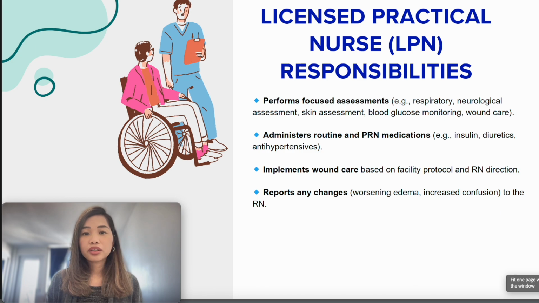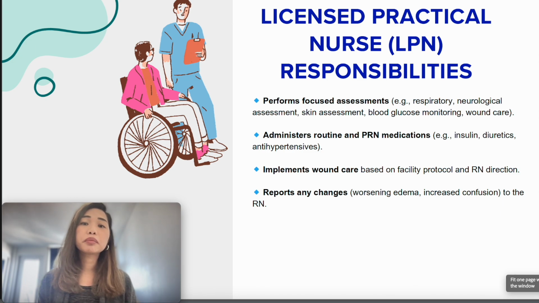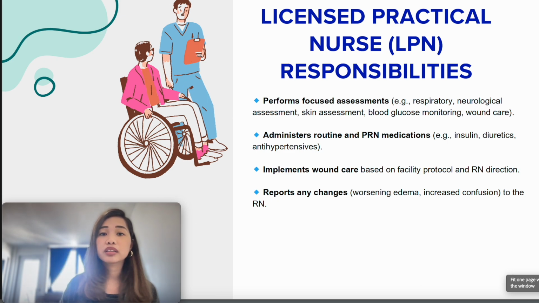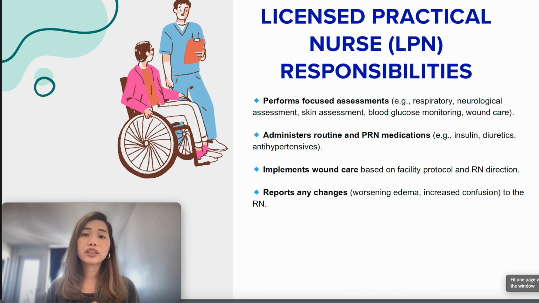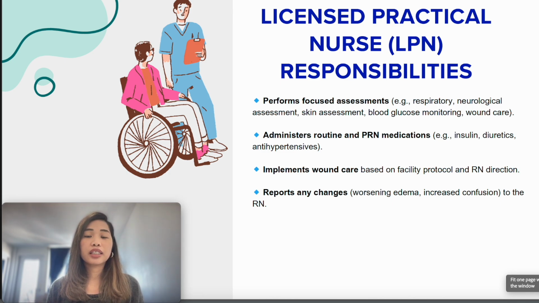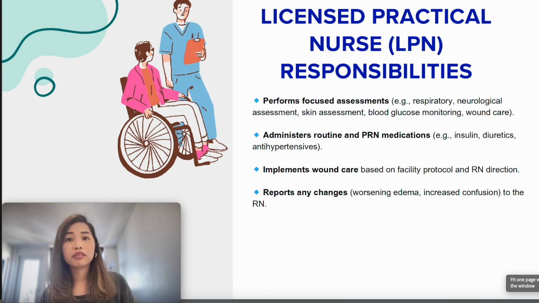For the licensed practical nurse responsibilities, your main responsibility would be to perform a focus assessment. Again, if a patient is complaining of something, right, the patient has symptoms, for example, shortness of breath, then you need to do a respiratory assessment. If the patient has confusion, you would do a neurological assessment, right? If you're doing wound care, then you need to do a skin assessment. This patient also has diabetes, so before giving insulin, you need to take the patient's blood sugar, right?